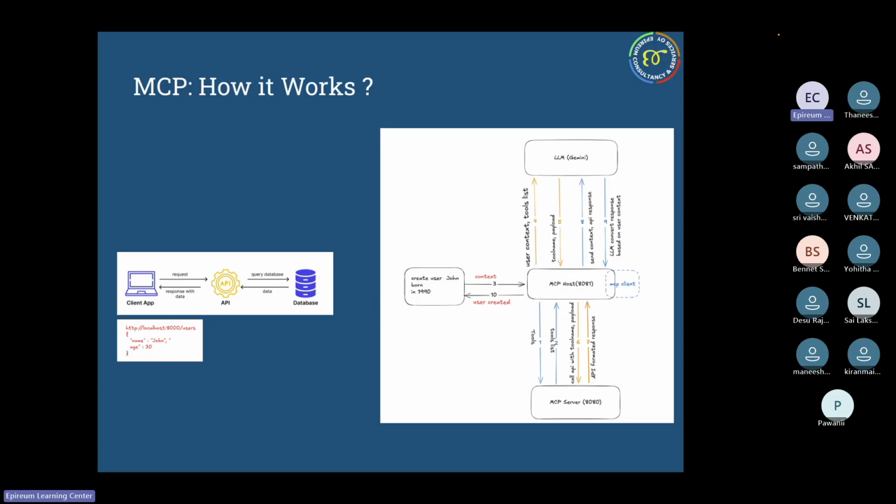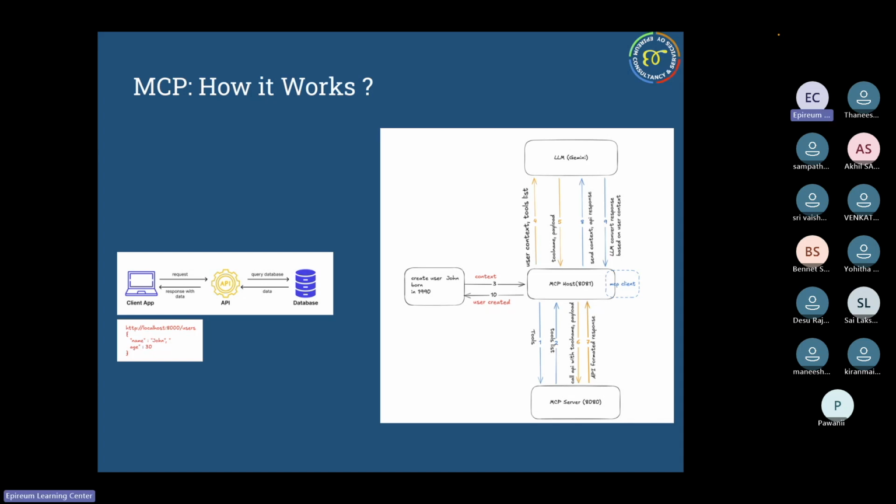Now, when the MCP host receives the context, it will send that user context along with the tools to the LLM. Then the LLM, by looking into that context and the tool information, will decide what tool to use and what kind of payload it has to send.